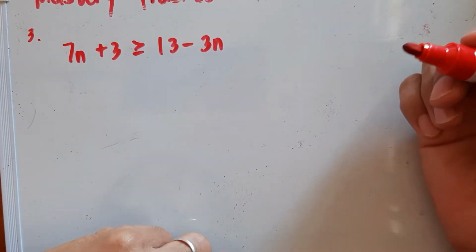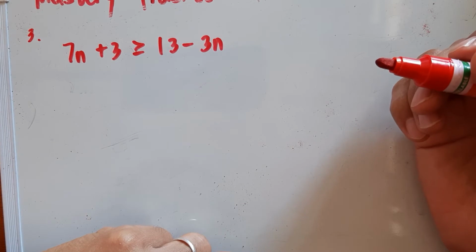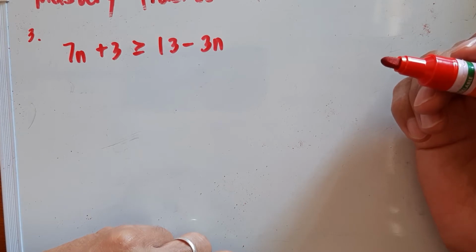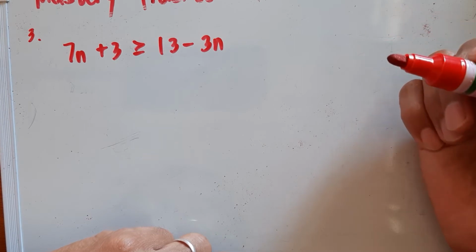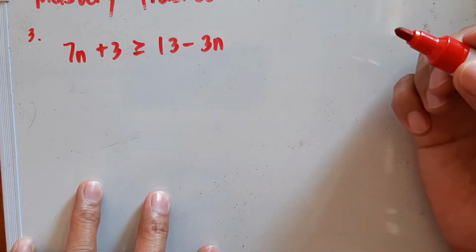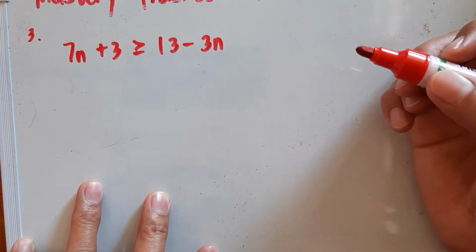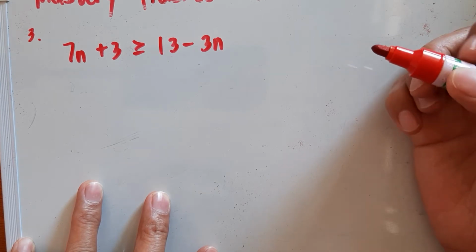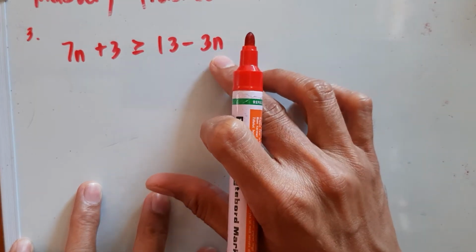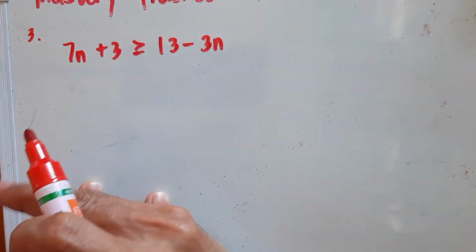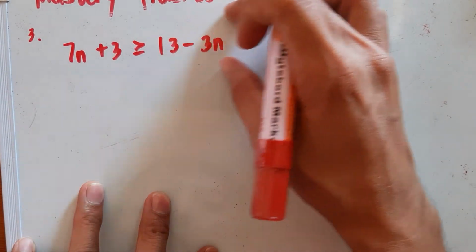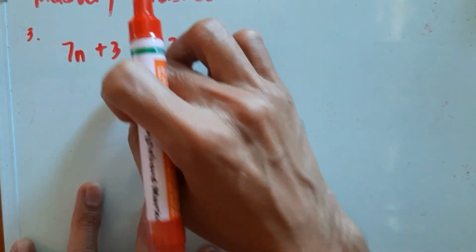Okay, for problem number 3. This time we don't have x, but instead we have n. What we're going to do is determine the solution of n that satisfies 7n plus 3 is more than or equal to 13 minus 3n. The same goes as if the problem is about x. Just make sure that your variable is on one side, the same side. So I would move this one to the left and this one to the right.